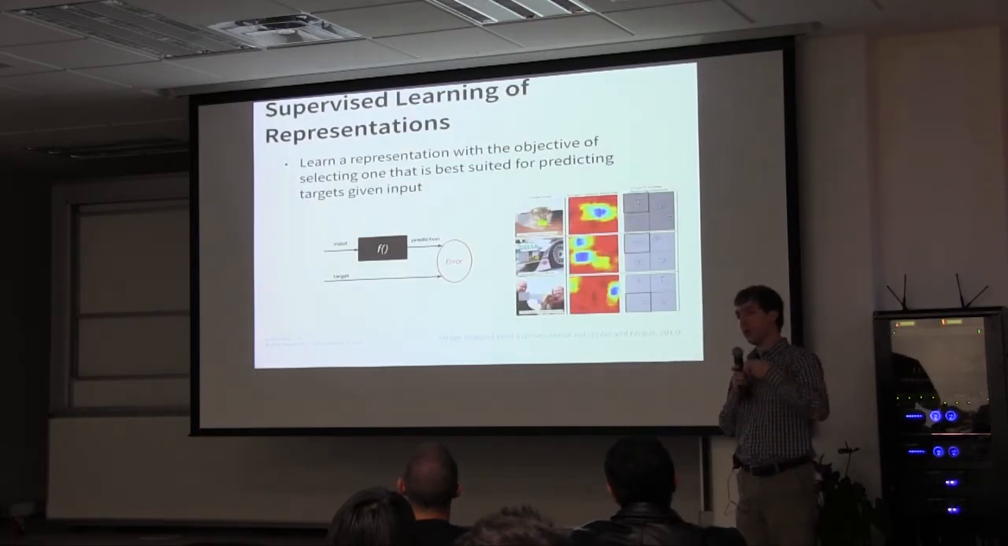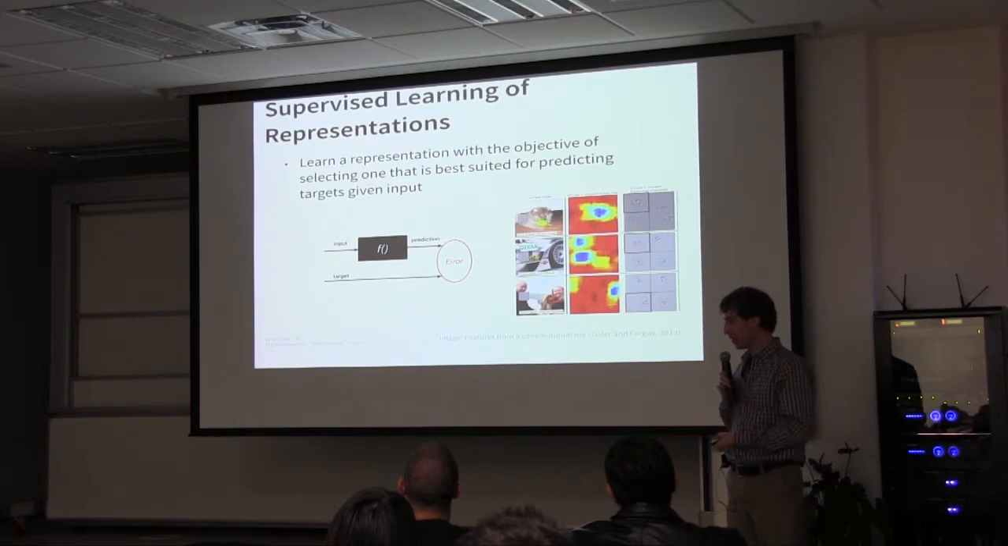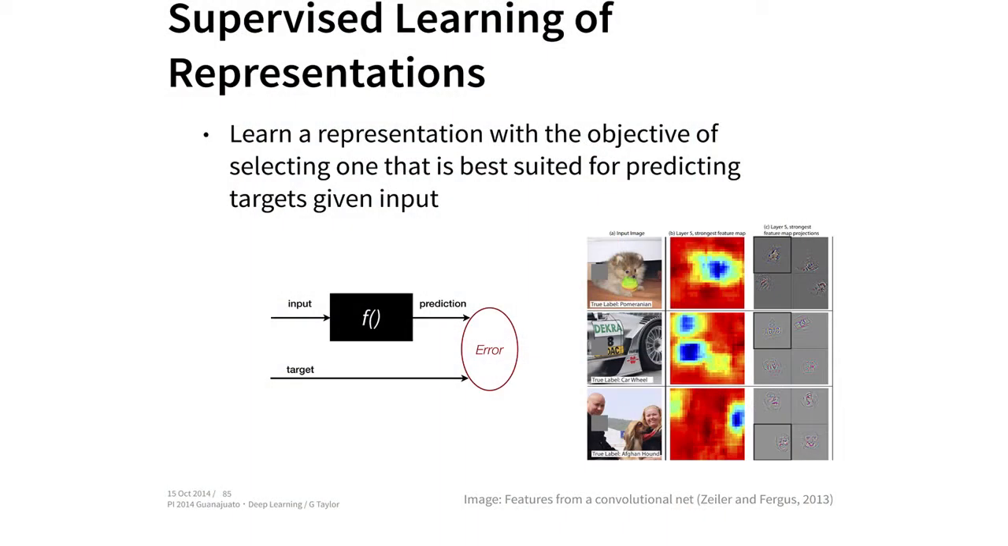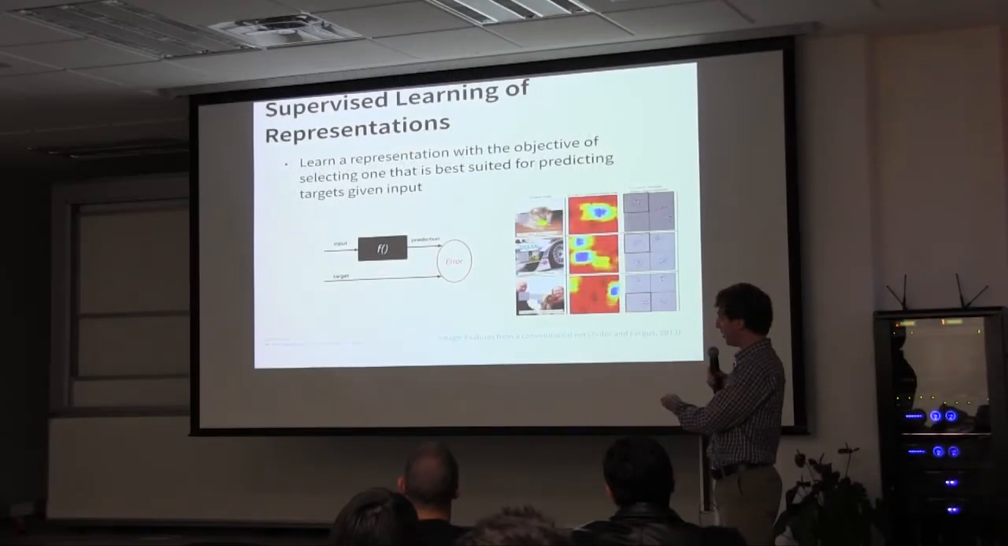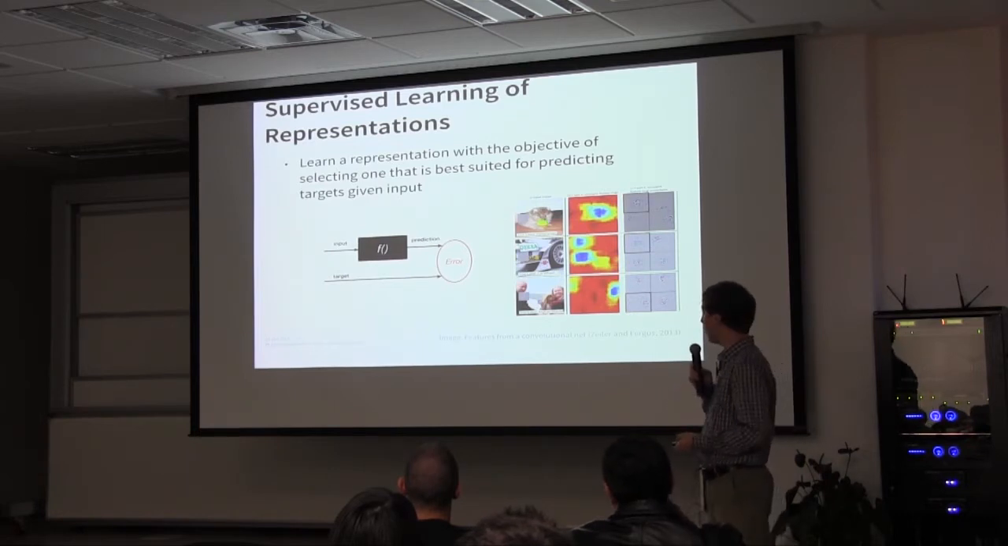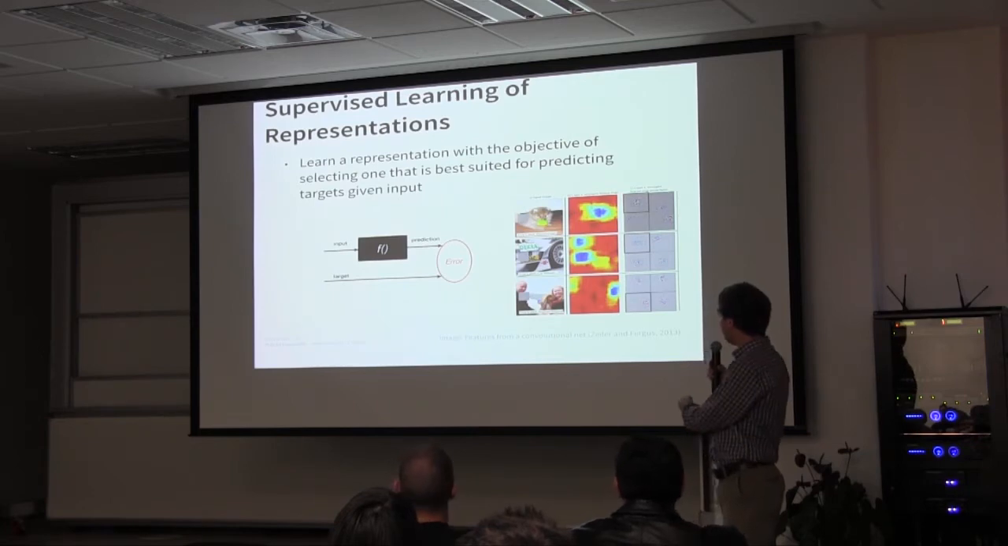Okay, so let's just do a quick review on what we've talked about and the types of features that we're generating. The idea behind supervised learning is that we're learning a task-specific set of features. So we have some input, we pass it through a network, we generate a prediction, we take a target, which is the labels or the ground truth, we compute some error, and we update that function approximator that's represented by the neural network.